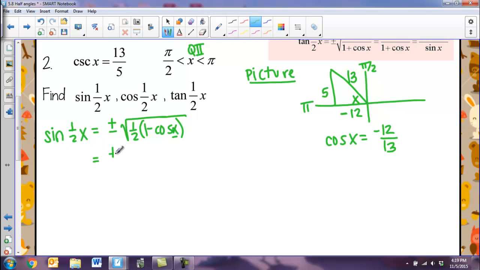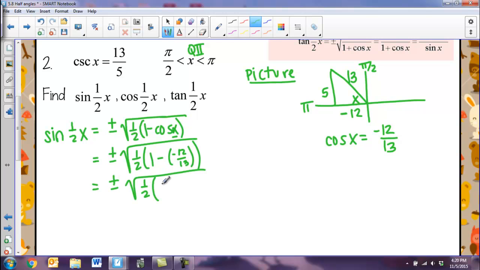So this is going to equal plus or minus the square root of 1/2 times 1 minus negative 12/13. And so if you have minus a negative, you're actually adding, and I need to find a common denominator within those parentheses. So this would be 13/13 is equivalent to 1 plus 12/13. Okay, that's my common denominator. So now at this point, I'd have plus or minus the square root of 1/2 times 25/13.